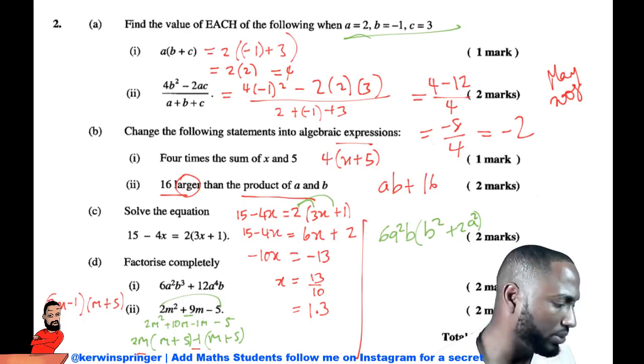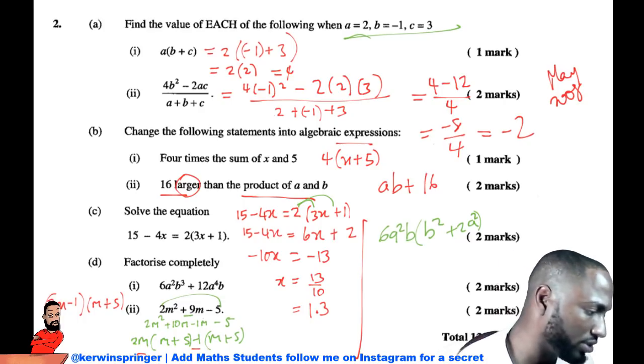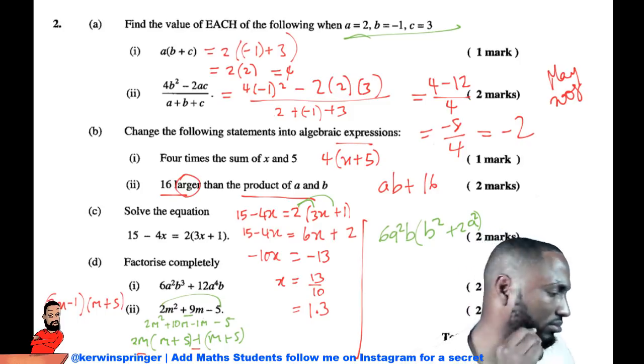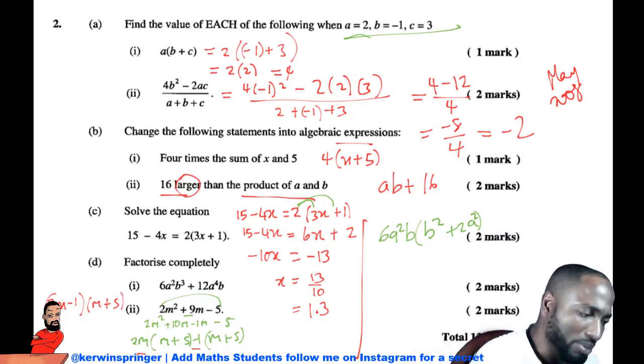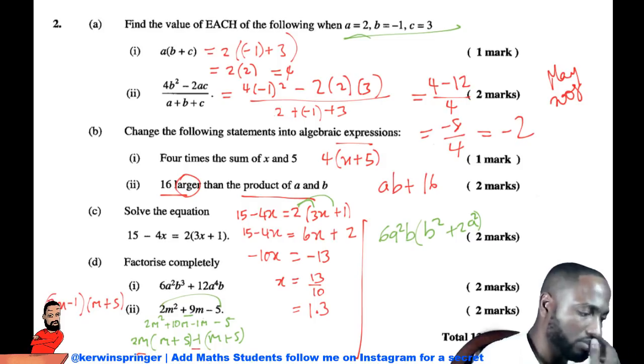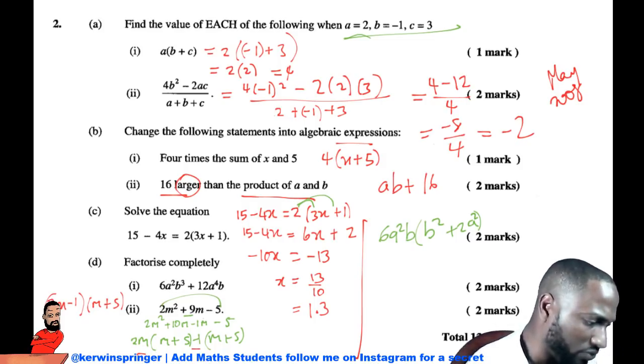1.873. What is 1.873 about? That's the x. Let me double check this x thing because people are starting to quarrel with each other in the chat about this. Okay, maybe I could be wrong. Okay, 15 minus 4x equals 6x plus 2. Bring across that, negative 10x equals negative 13. Not correct. 13 over 10, which is 1.3. So what is 1.884 for?